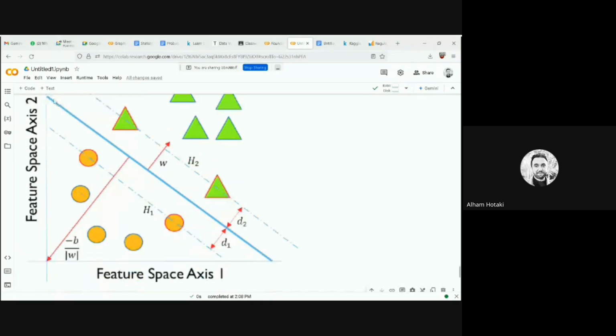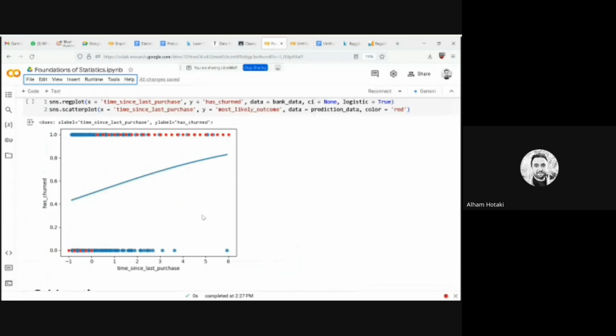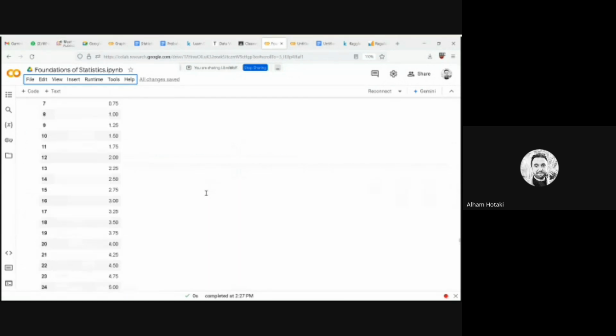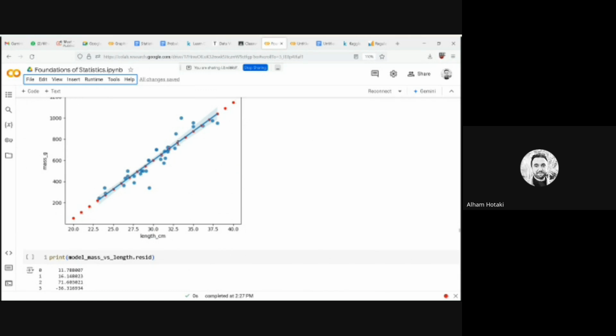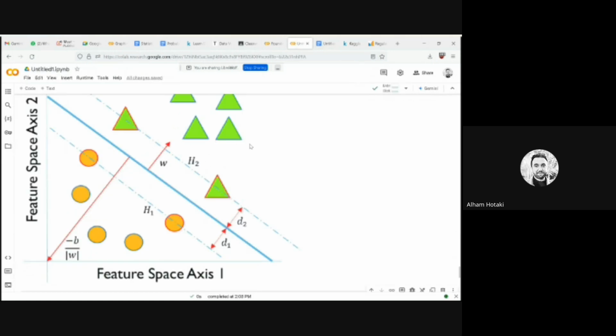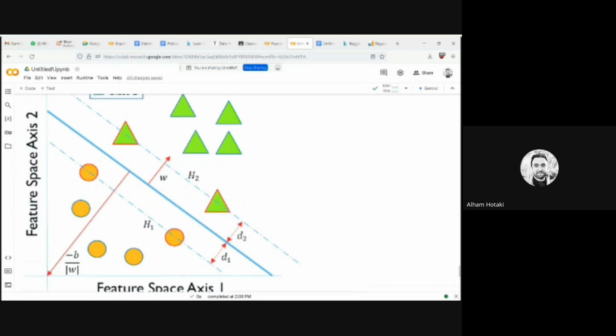This line is the hyperplane. Sir, is it similar to the regression line? No, it's not similar to that. Regression line is not for classification. Regression line is for continuous numbers. See, this is the regression line. For the regression line, there is a correlation, and all the dots are around one line. This is not a regression line. This is classification. It does classification between two classes.